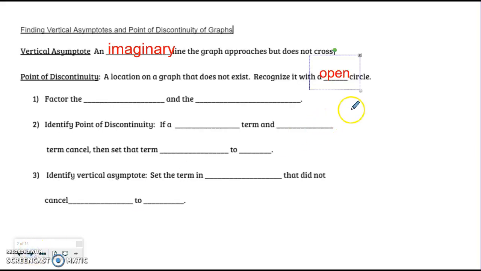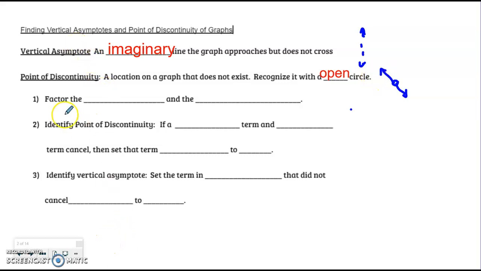What I know about a vertical asymptote is that it's an imaginary line that the graph approaches but does not cross. A vertical asymptote goes straight up and down. Another thing to look at is the idea of a point of discontinuity. It's a location where the graph does not exist, but everything around it does. So I can have a line with a small hole in the middle of it, and that is called a point of discontinuity.